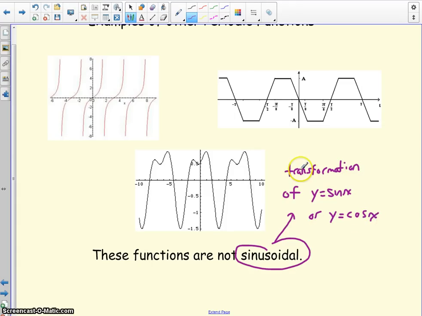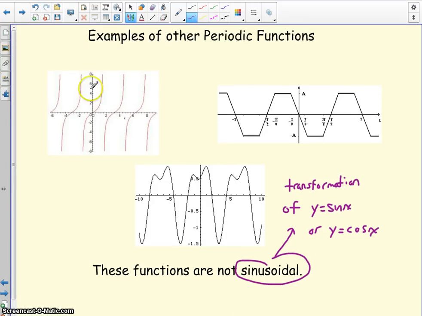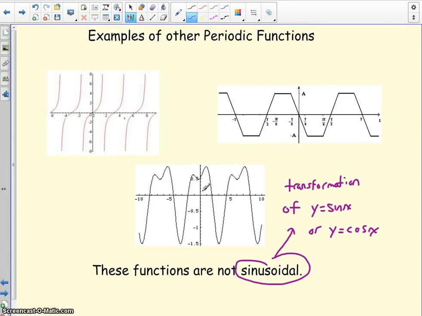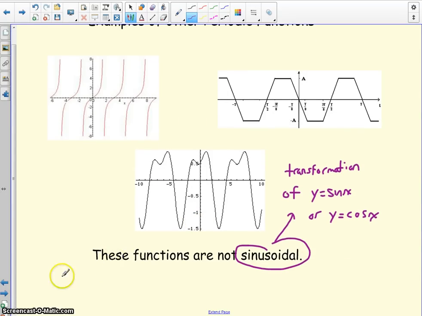Okay, so if it's a transformed version, so it's been stretched, compressed, shifted left, right, up, down, that's okay. That would be called sinusoidal, and it would still be periodic. But these particular graphs right here, while they are periodic, are not sinusoidal because these are not transformed versions of sin x and cos x. Okay, just keep that in mind. So all sinusoidal functions are periodic, but not all periodic functions are sinusoidal.